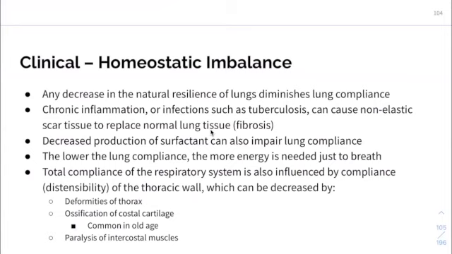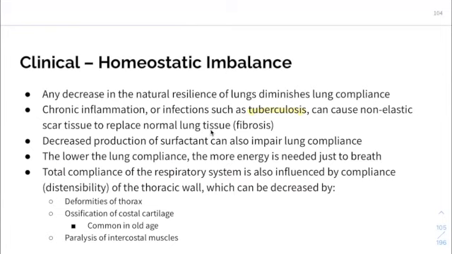Inflammation, infections, tuberculosis. That can cause scarring of your lungs, and if you have scarring, your lungs aren't going to expand very well. Again, if we're not producing enough surfactant, our compliance is going to go down because our lungs cannot expand. If we don't have the compliance, it requires more energy to breathe. It's very hard to breathe.